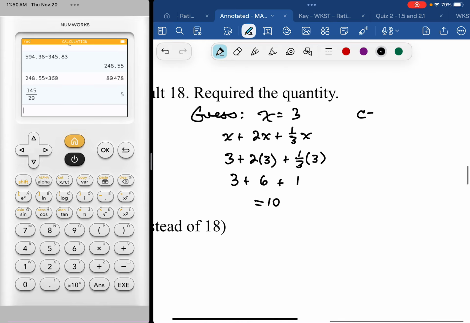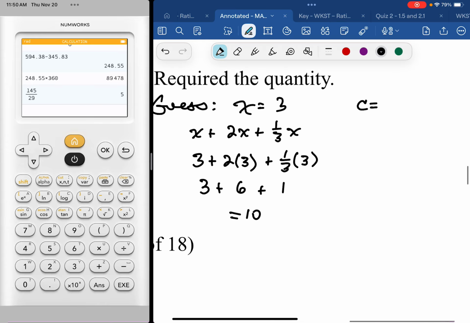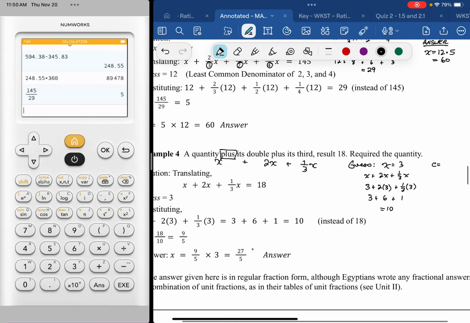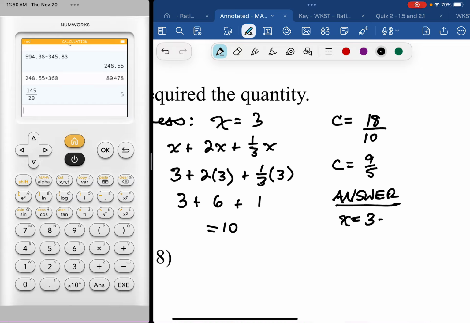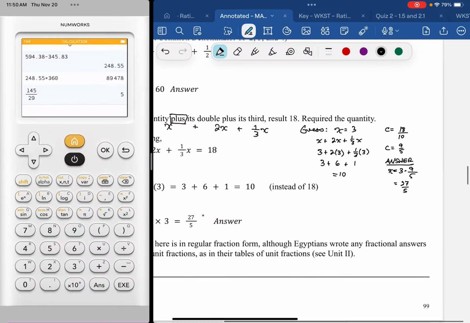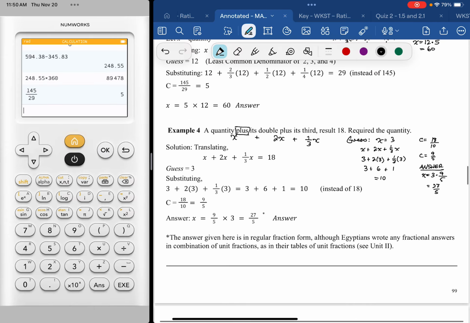My correction factor, what they got, 10. No, 18. Sorry, I was looking at the wrong thing. Well, we got 10. So reduce this down, 9/5. So my answer is going to be what I guessed multiplied by my correction factor, which is going to be 27/5, 27/5 if you want.